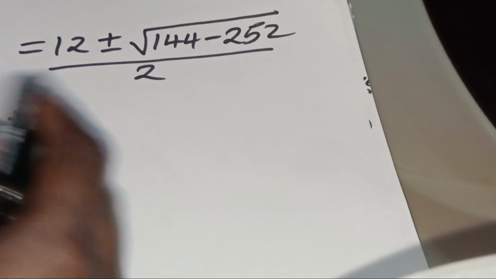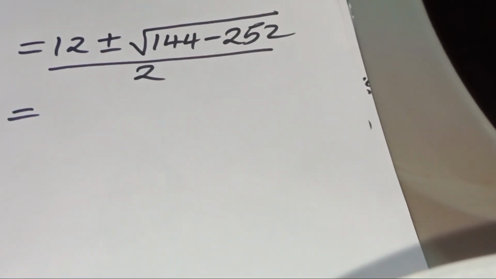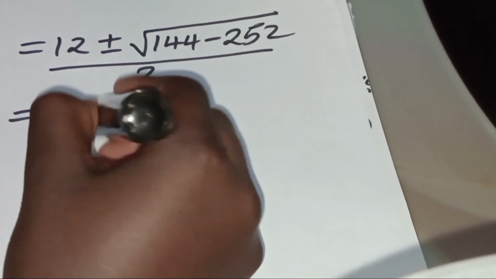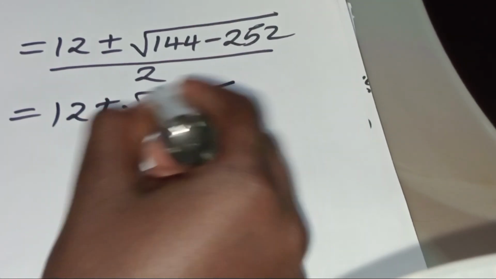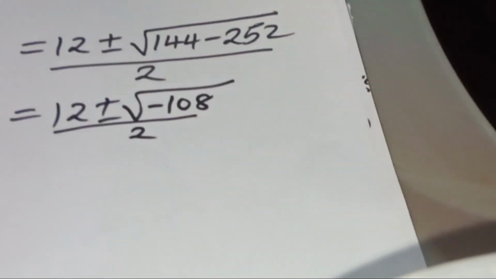We have 12 ± √(144 - 252), all divided by 2. So this is 12 ± √(-108), divided by 2.